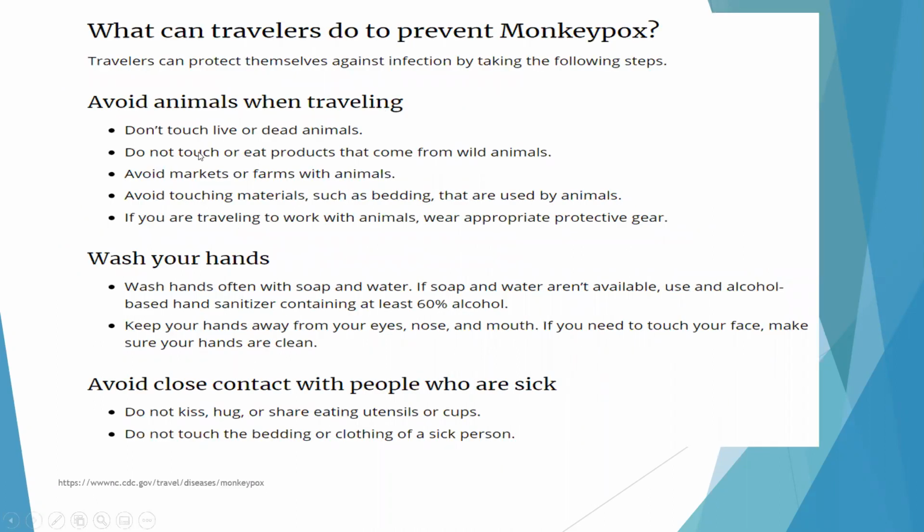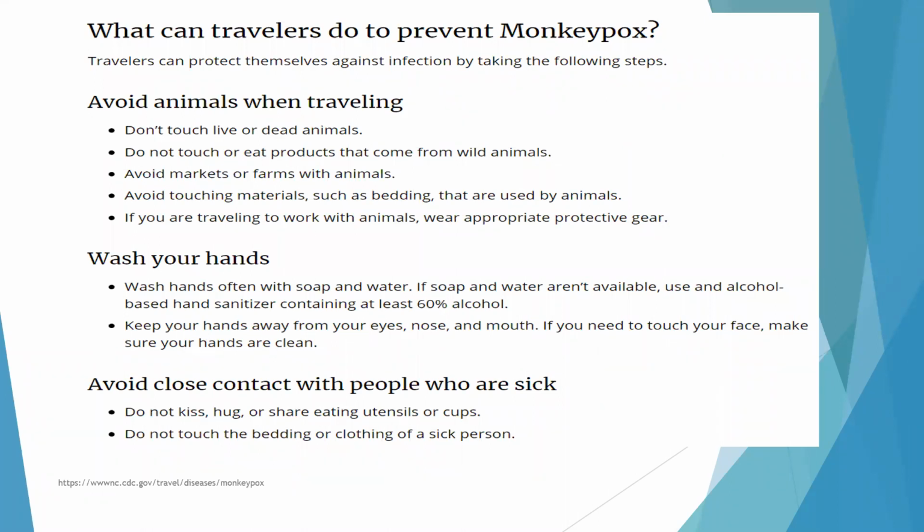So, new guidelines according to the CDC for travelers to prevent monkeypox: avoid animals when traveling, do not touch live or dead animals, and do not touch or eat products that come from wild animals.